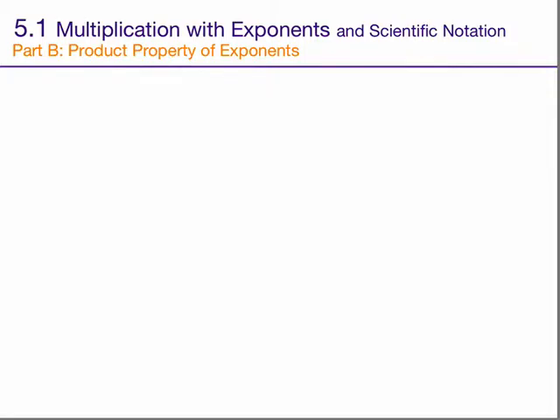The product property of exponents shows us a shortcut for multiplying expressions with the same base. The base of an exponential expression is the number that you're multiplying that many times. So here the base is 5 and the exponent is 3. As long as I have the same base, then I can rewrite this problem this way.